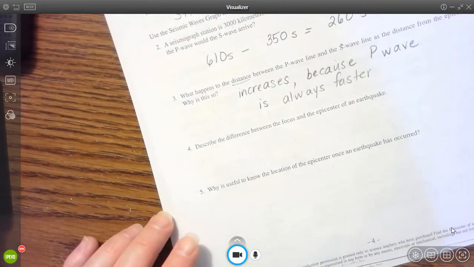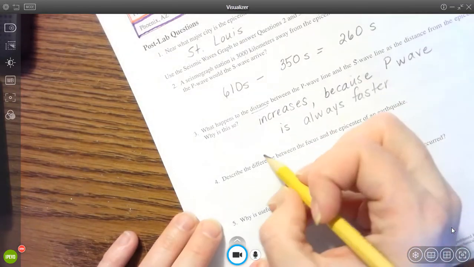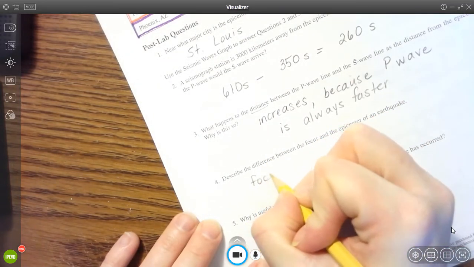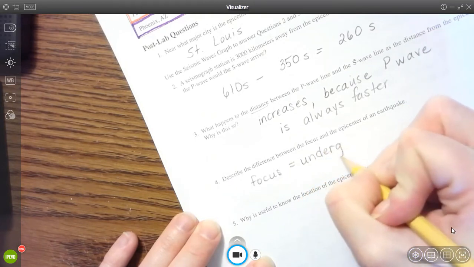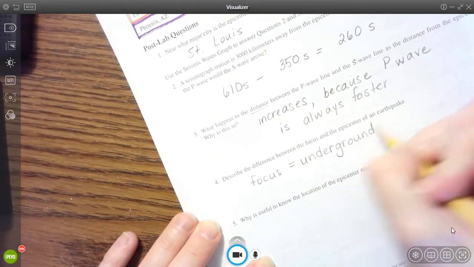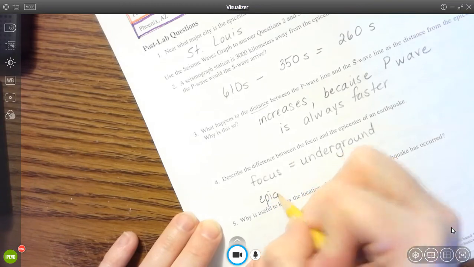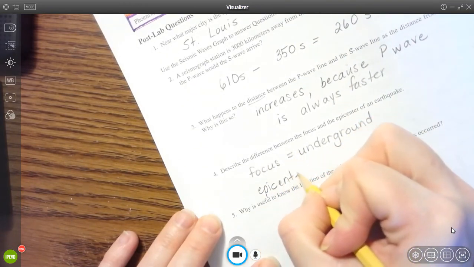Describe the difference between the focus and the epicenter of the earthquake. The focus is underground. And the epicenter is at the surface.